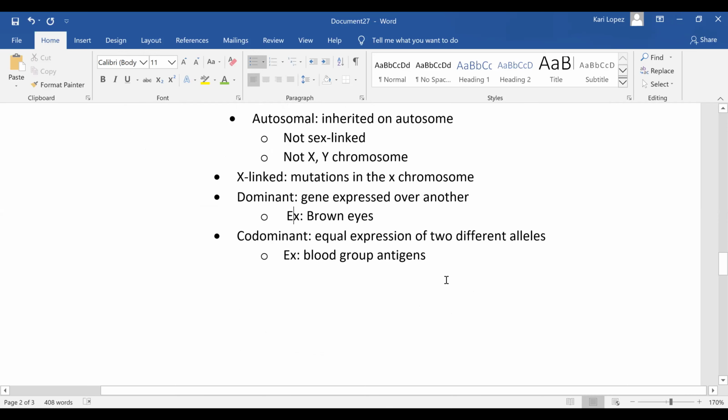What's an example of codominant? That's going to be your blood group antigens. So like if you have type AB, you're going to show both A and B. Some cells are going to have the A antigen on their surface and some are going to have the B antigen on their surface.